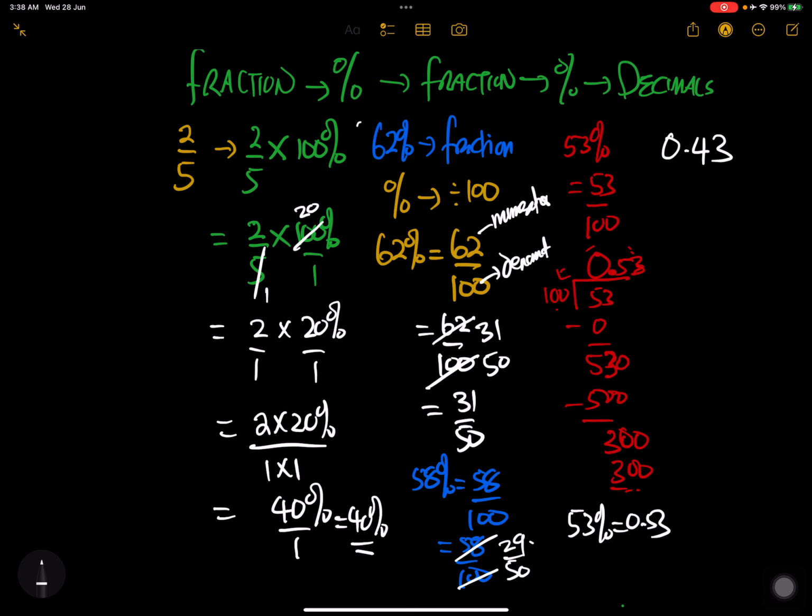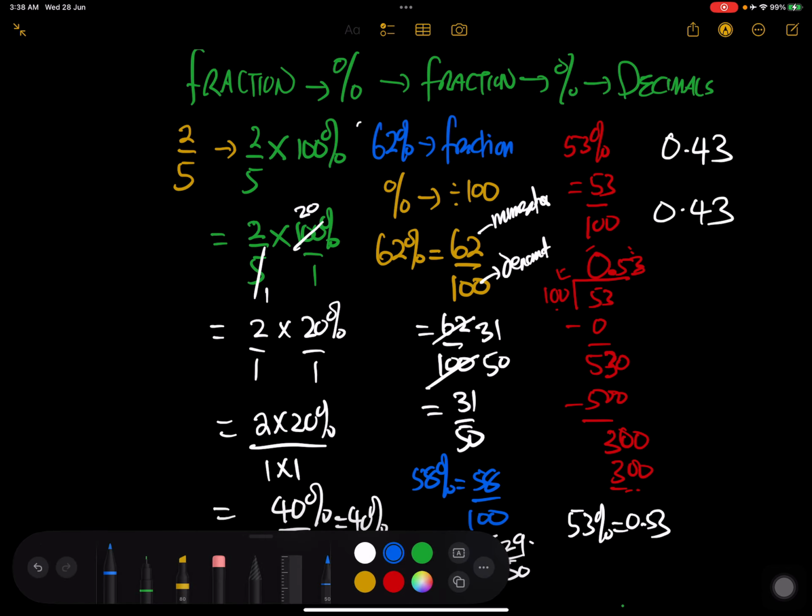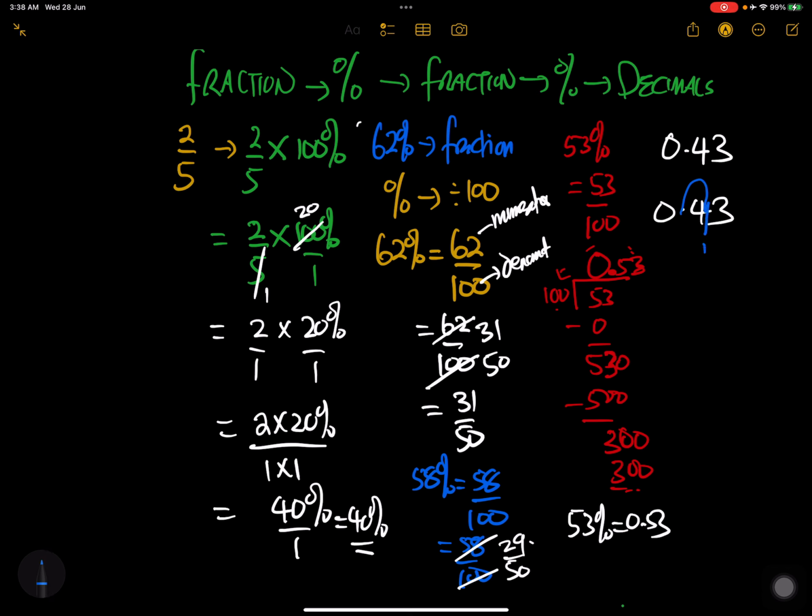What do we do? First, we need to remove the decimal point, and to do that, we rewrite this again, and then we change it. We start moving it. Move this one to the right. This is the first one, and this is the second one. So it means we're going to divide this. It's going to be 0.43.